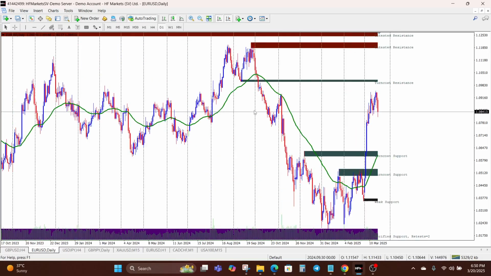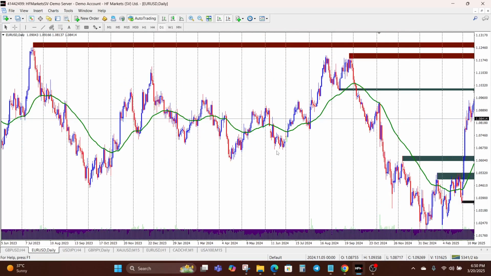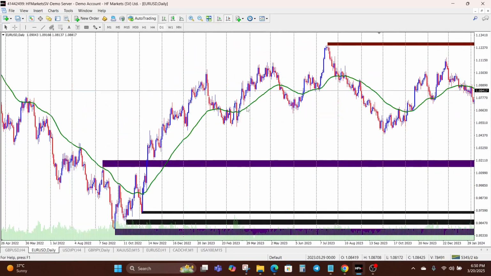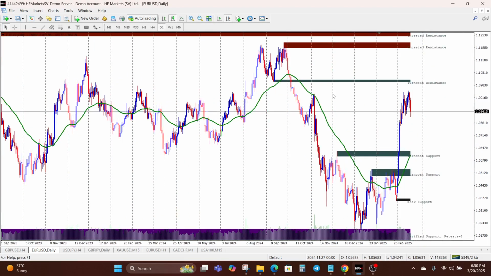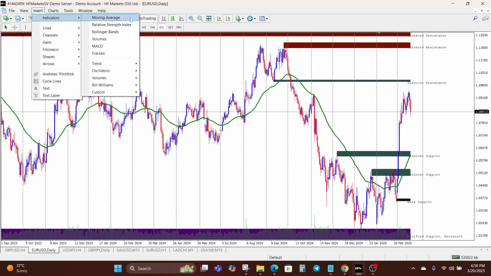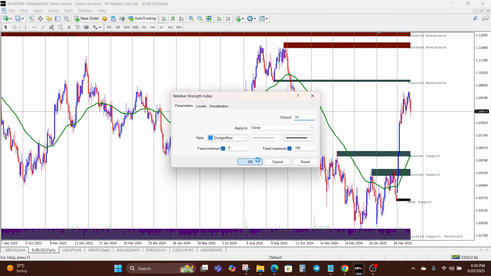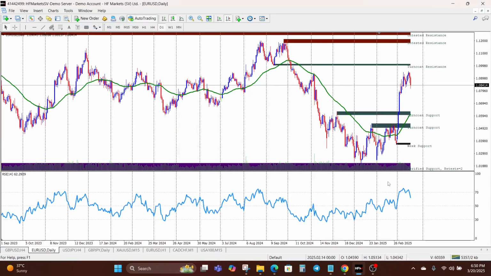On the other hand, when you have price break below a moving average and is being rejected from around a resistance, it could be an additional signal for a sell move. You can also use the RSI, the relative strength index, for additional confirmation, watching out for overbought and oversold levels. When you have a sell signal around an overbought level, it adds to the validity of that signal. When you have a buy signal around an oversold level, it adds to the validity of that signal. You can actually use any other indicator of your choice.